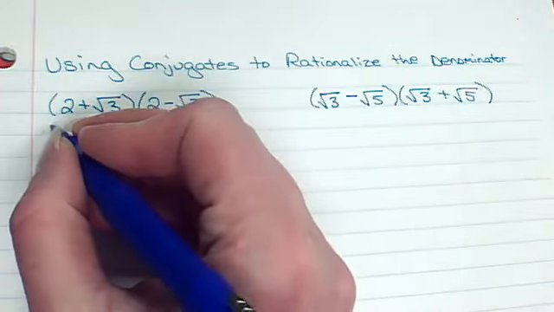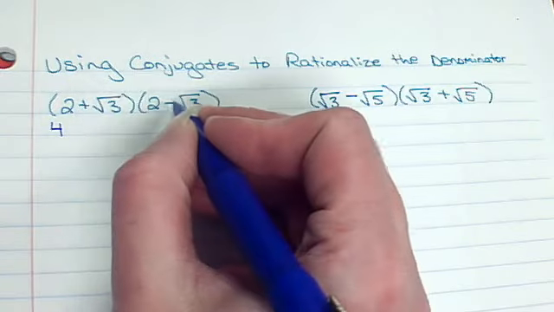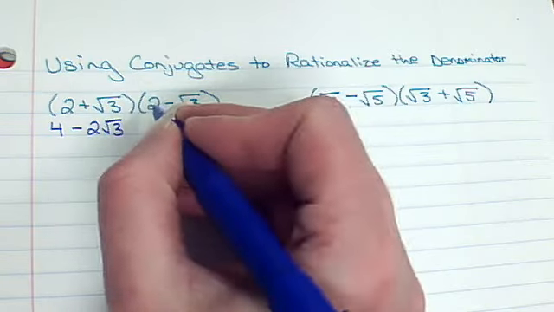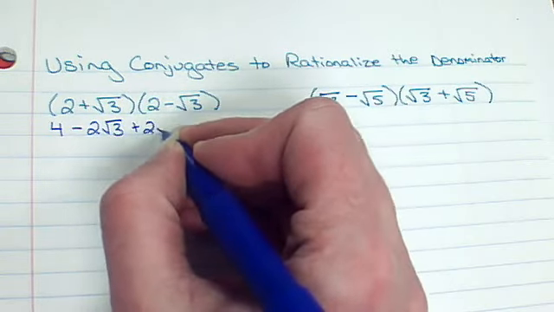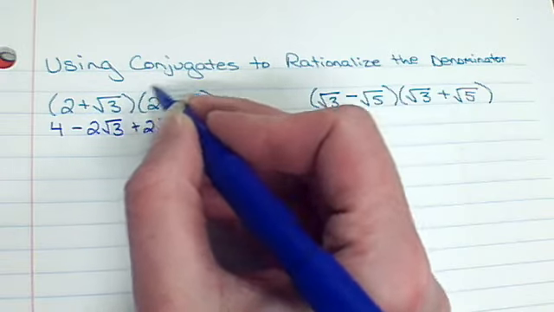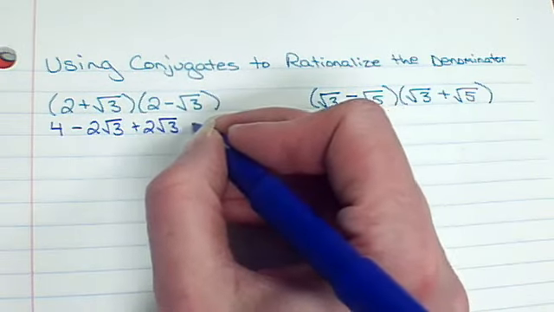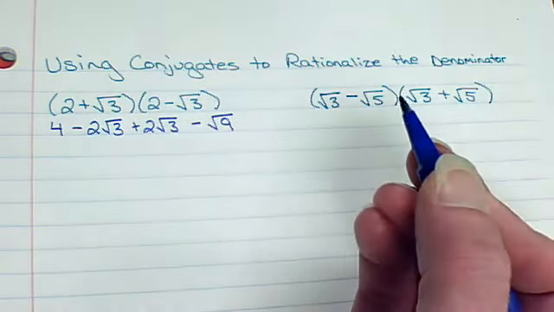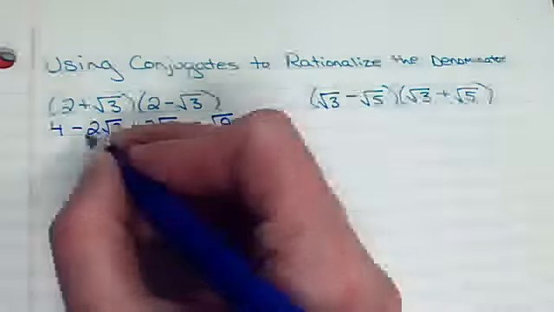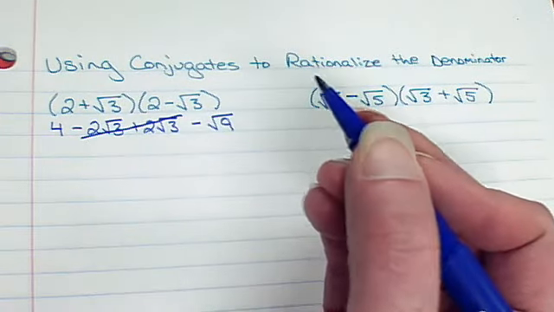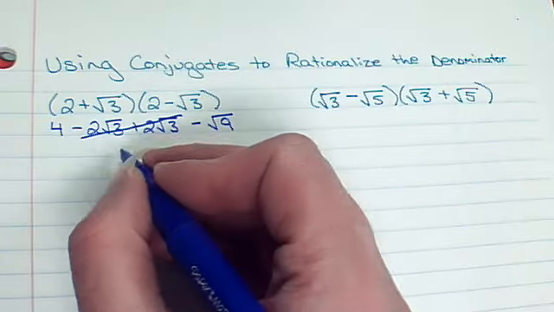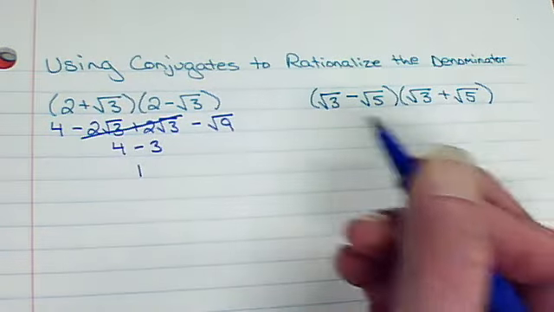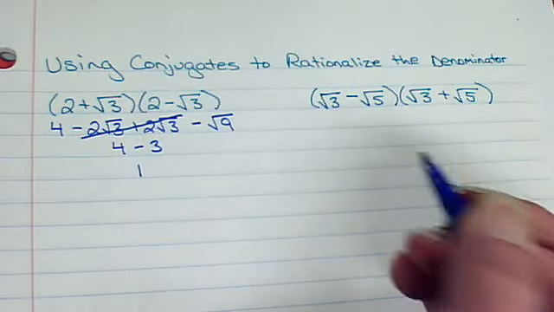2 times 2, of course that gives me a 4. 2 times negative square root of 3, it's going to be negative 2 square roots of 3. Square root of 3 times 2, it's 2 square roots of 3. Square root of 3 times negative square root of 3 is going to be negative square root of 9. Look at those middle terms every single time. They are going to just go away. Now I've got 4 minus the square root of 9, which is 3. I just got 1. No more radicals.